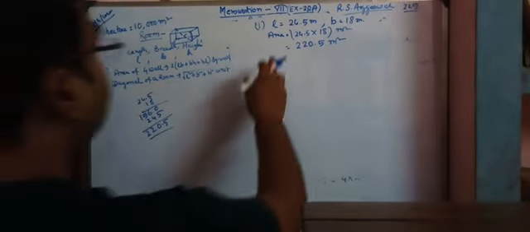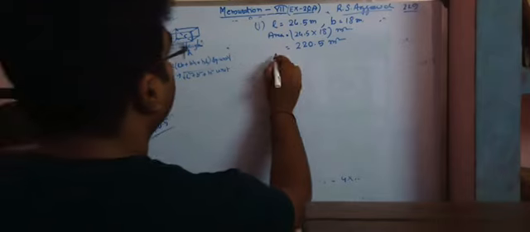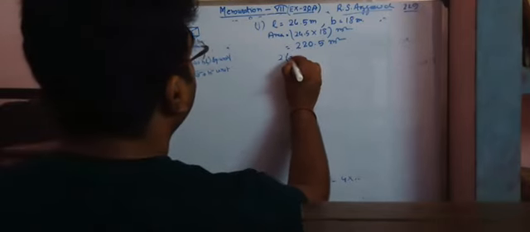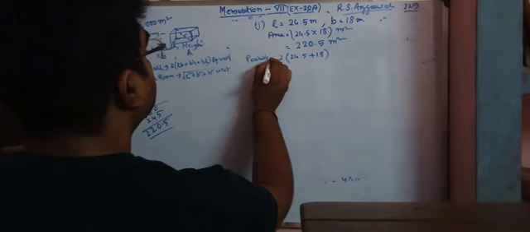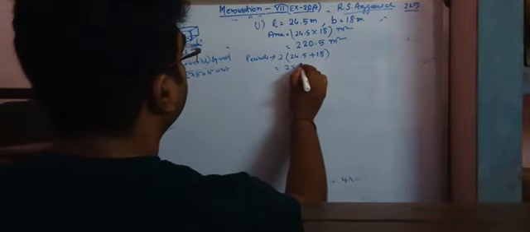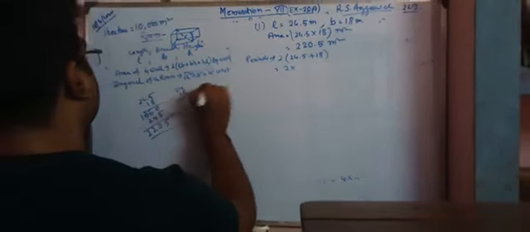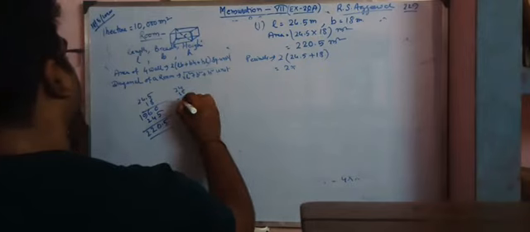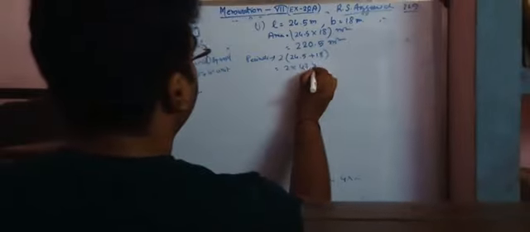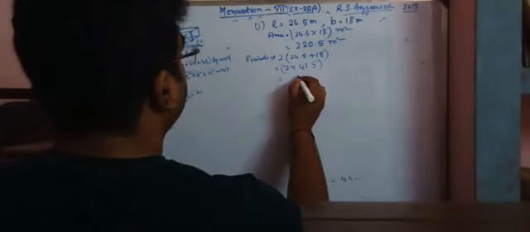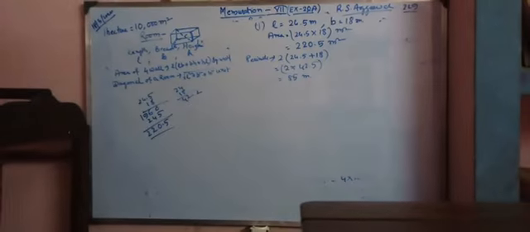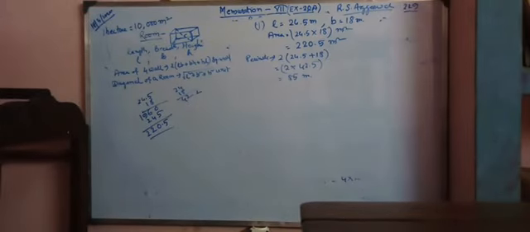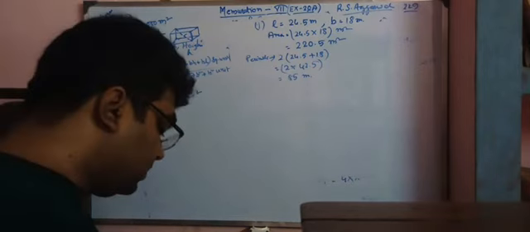Now if we have to find the perimeter, what do we have to do? 2 into (24.5 plus 18). This will be my perimeter. That means 2 into 42.5, that means 85 meter. 85 meter is my perimeter. So you just go through the next question.